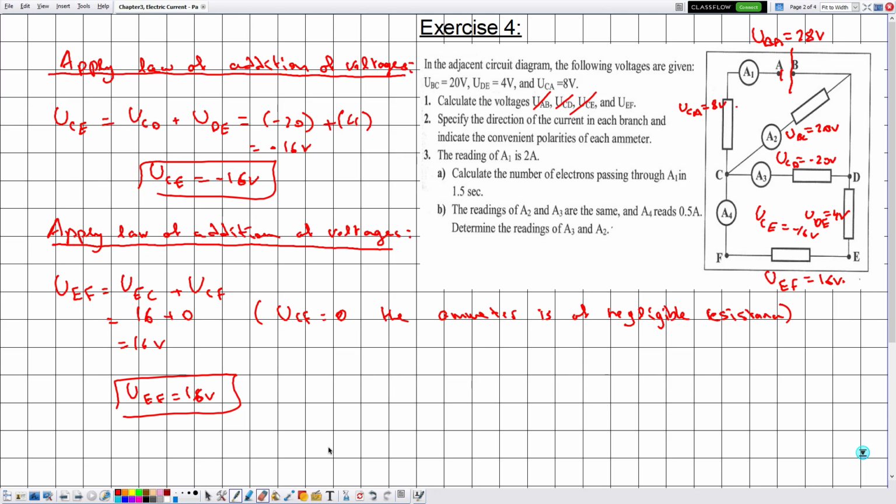Now in number 2, we need to specify the direction of the current in each branch and indicate the convenient polarities of each ammeter.